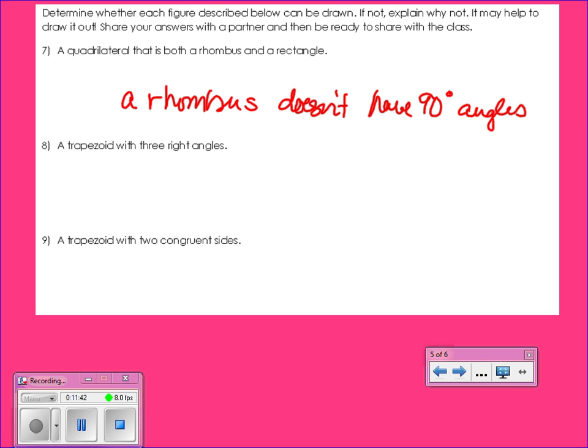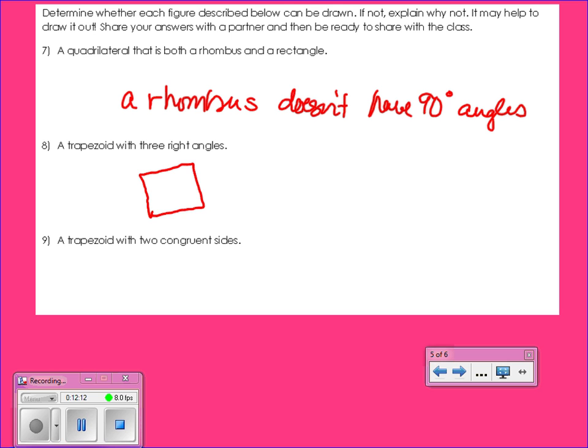Okay? For number 8, a trapezoid with 3 right angles. Can we do that? No. Okay, so if we tried to draw 3 right angles, here's one. I did a square and then tried extending it, but it didn't work. You're either going to have a square or a rectangle with 90-degree angles, right? It's either going to be a square or a rectangle.